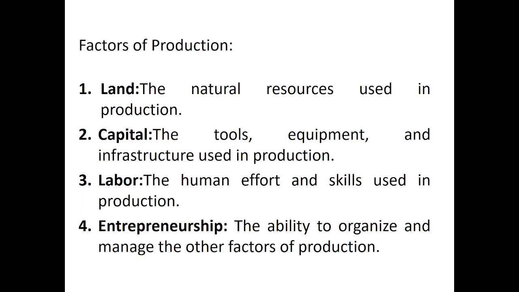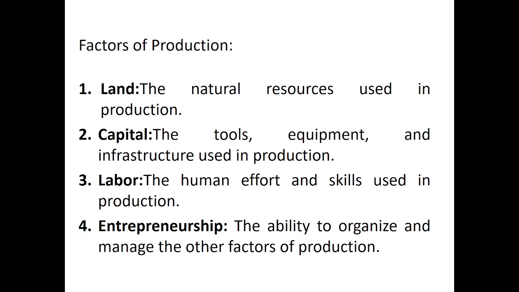What are the factors of production? This is another important part. The first is land, the natural resources used in production. Whether manufacturing, providing services, or agriculture, all three sectors come under one important base. You need to create a base, and that base has been created by the land itself. The land is the most important natural resource used in production.